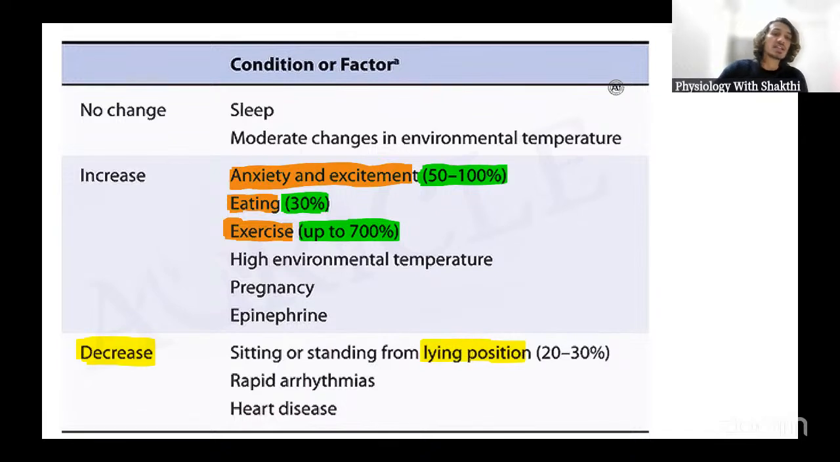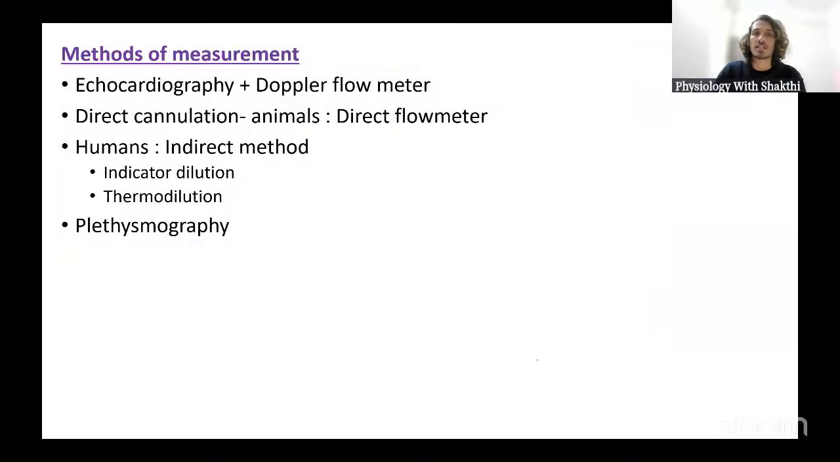Okay, and change in posture from sitting or standing from the lying down position can result in a 20 to 30% decrease momentarily, which will be corrected. Okay, so usually sleep, on the other hand, has no change.